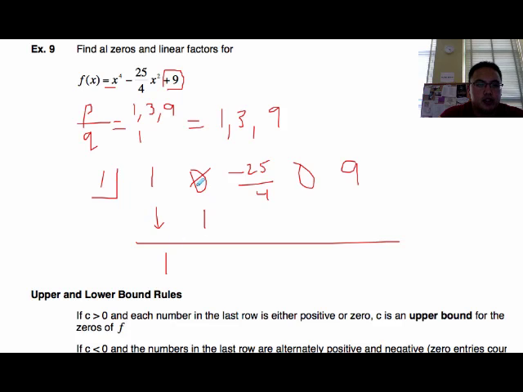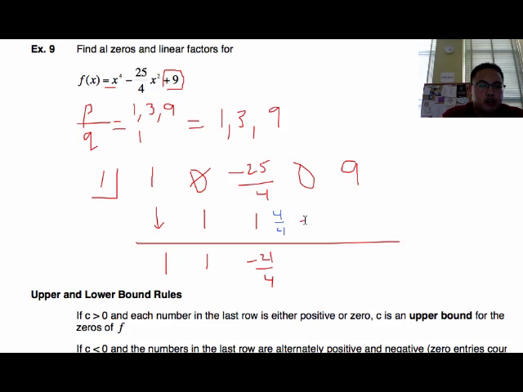Drop the first one. 1 times 1 is 1. 0 plus 1 is 1. 1 times 1 is 1. Again, we're dealing with fractions here. Some of you may not like this. I could rewrite 1, and I'll do it in another color. 1 is the same thing as 4 over 4, correct? So if I add negative 25 over 4 plus 4 over 4, would you agree that I get negative 21 over 4?